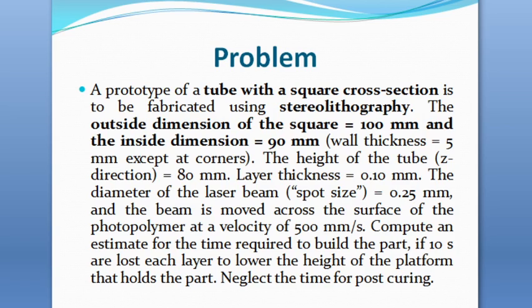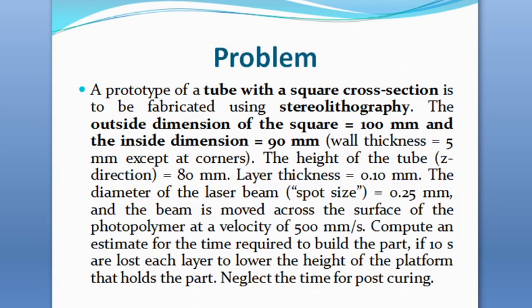The diameter of the laser beam, the spot size, is 0.25 mm. The beam is moved across the surface of the photopolymer at a velocity of 500 mm per second. This is the scanning speed of the laser. Compute an estimate for the time required to build the part if 10 seconds are lost for each layer to lower the height of the platform that holds the part. Neglect the time for post-curing. It's a problem for calculating the total cycle time for building a component.